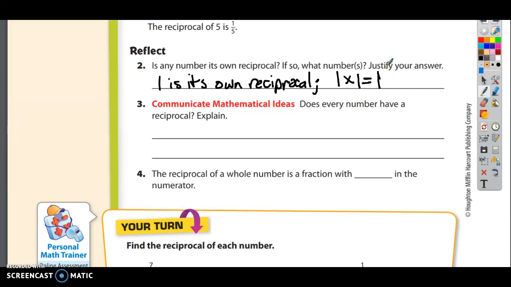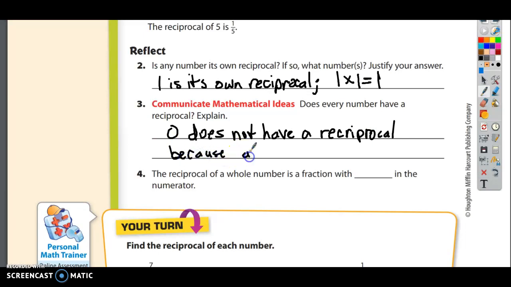Question 3 says, does every number have a reciprocal? Explain. No, there's a number that you can't multiply by its reciprocal to get a product of 1. What is that? It's going to be 0. 0 does not have a reciprocal, because 0 times everything is 0. When you multiply 0 by something, you can't get a product of 1. So 0 does not have a reciprocal because anything times 0 is 0.